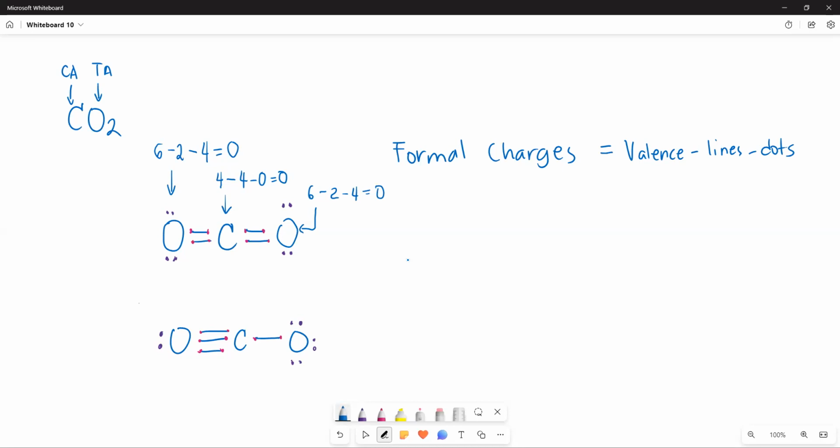Let's try to get the formal charge of these atoms here sa baba. So beginning with the same sequence, this oxygen, its valence electron number is 6, group 6. How many lines do you see around this oxygen? You have 3 lines. How many dots do you see around this oxygen? You have 2 dots. So 6 minus 3 minus 2 is positive 1. So do you see the difference?